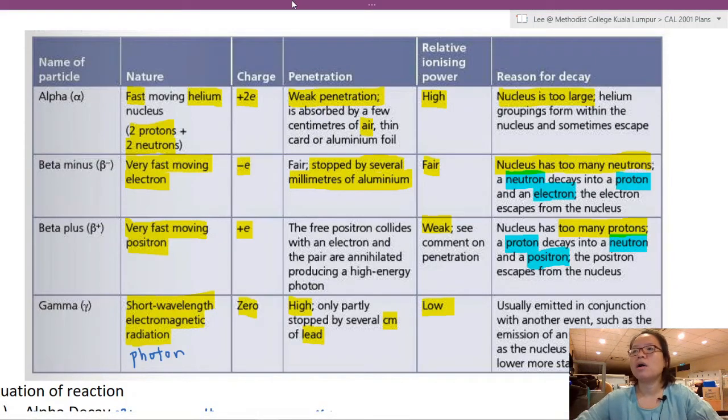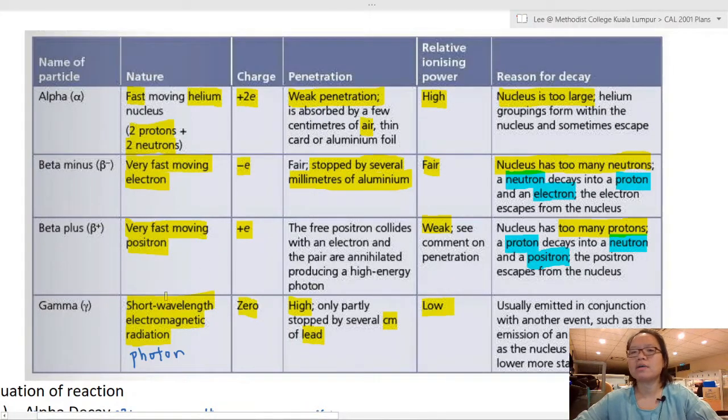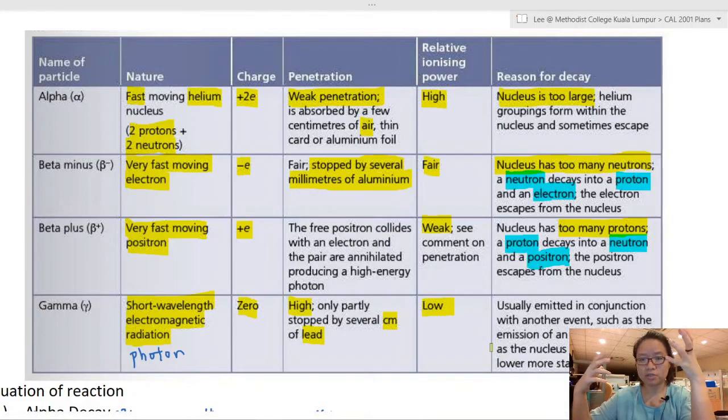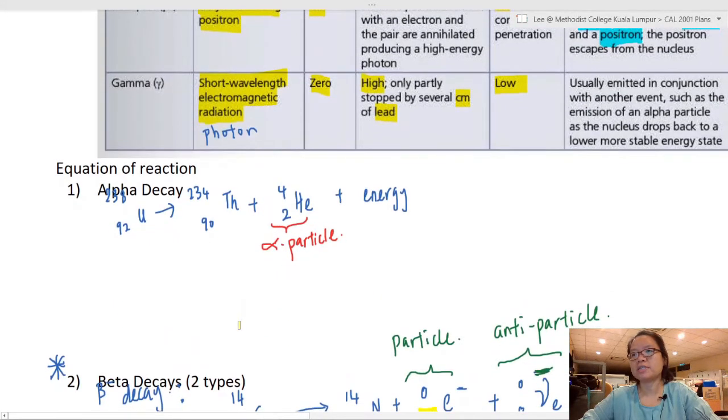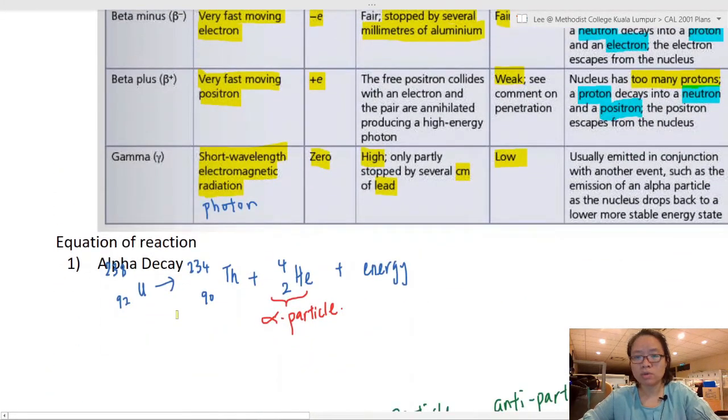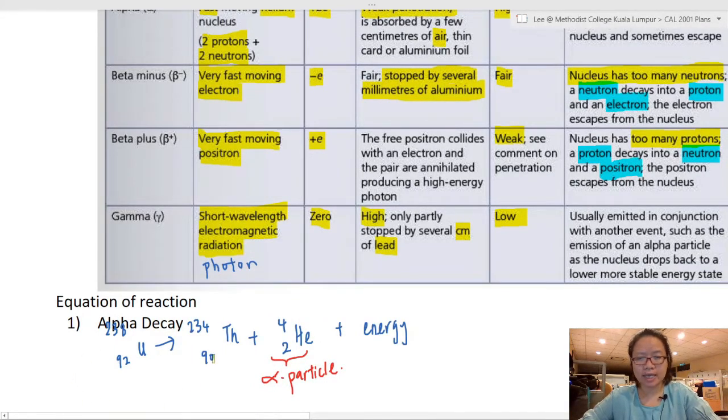And usually, if you look at the gamma particle or photon, gamma radiation, normally we emit it together with an alpha particle or another particle, because this one is high energy, it will drop back to a lower energy state. Of course it can spontaneously happen as well, the thing is we won't be able to see it happening on its own. Here are a few equations that I will write for you now regarding the decay, and talk about more properties of alpha and beta respectively.